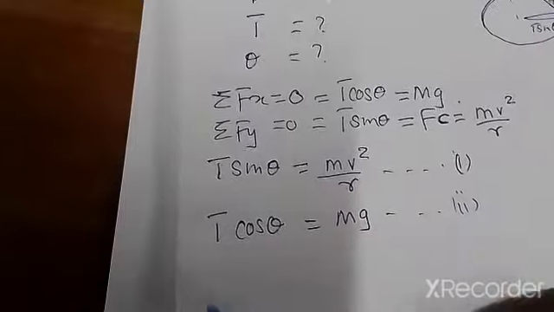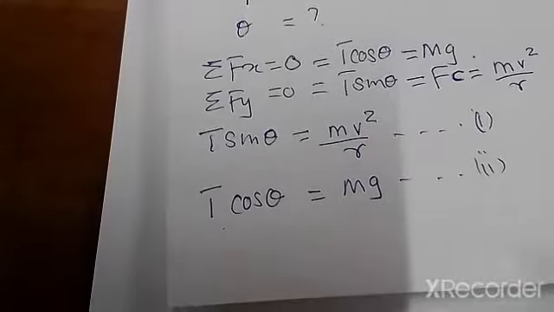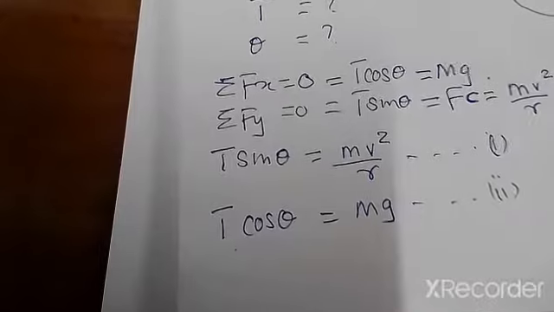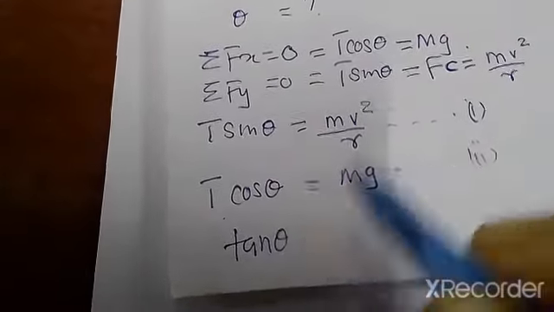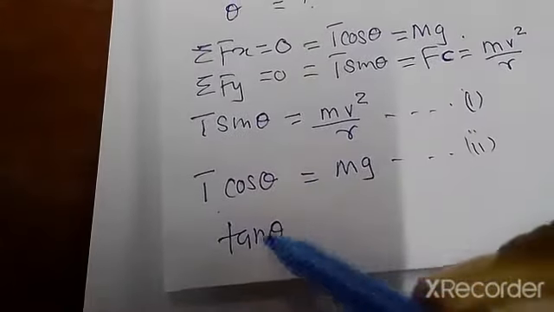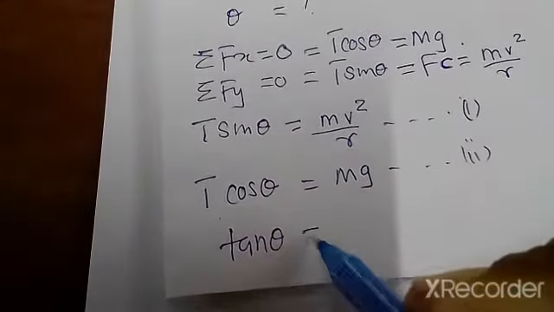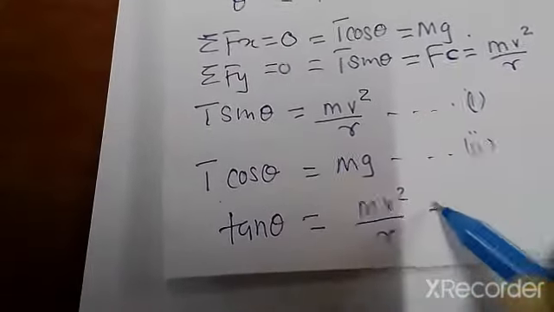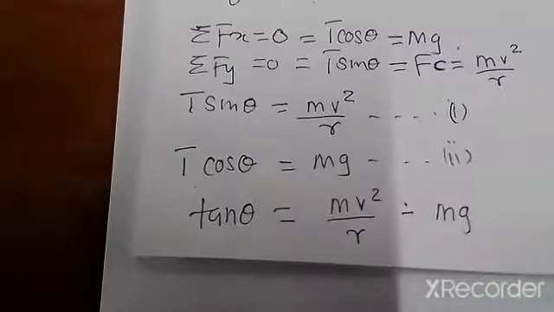So if we divide equation 1 by equation 2, we are going to get tan theta, because sin theta divided by cos theta is tan theta. Tension divided by tension is 1. Okay, so that will give us mv squared over r divided by mg. I've written it like this so that I don't have to write the fraction, but I'll write it this side.